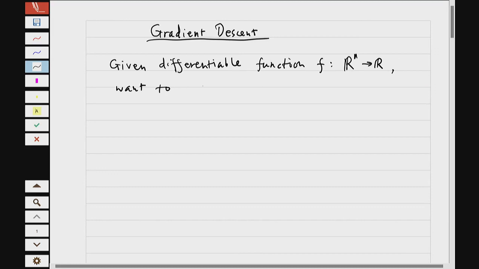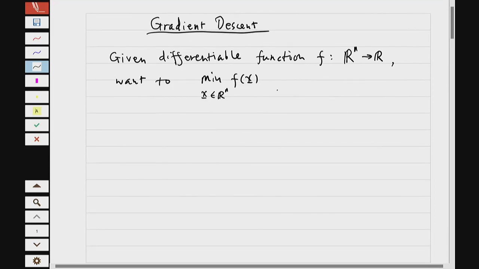So we want to minimize this function over the n-dimensional space. We have a choice of a point in n-dimensional space to minimize this function. How do we do it? And clearly, this is an unconstrained optimization, so it's a lot easier than constrained. For now, we only discuss the unconstrained version of gradient descent.